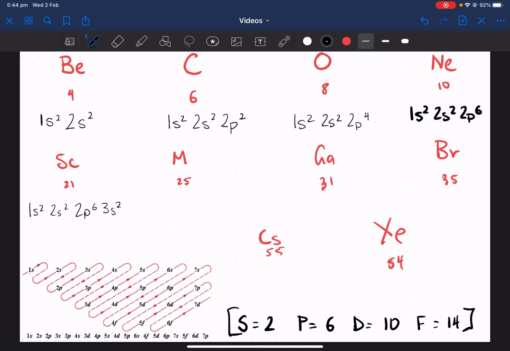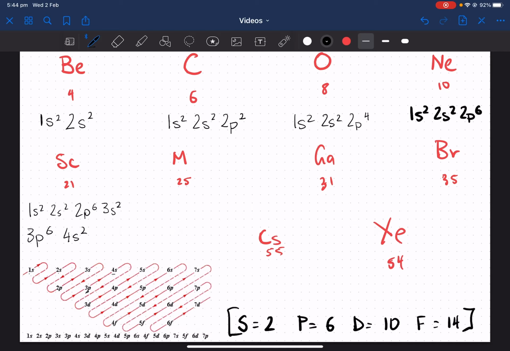So now we've got 12. Follow along, and we're now at 3p again. 3p6. So 2 plus 2 plus 10 plus 6, so we're at 18. We're moving on again. We're now at 4s2, which would be 20.